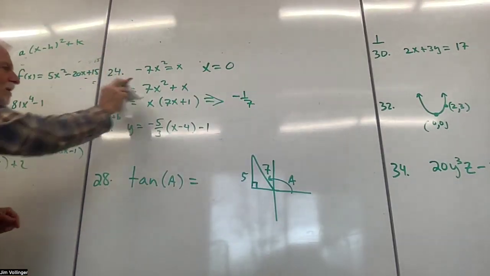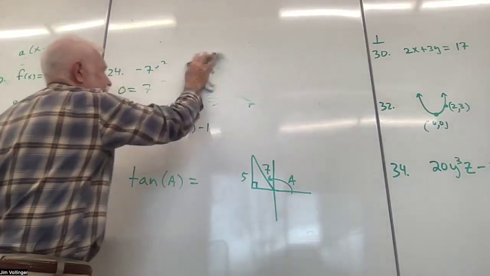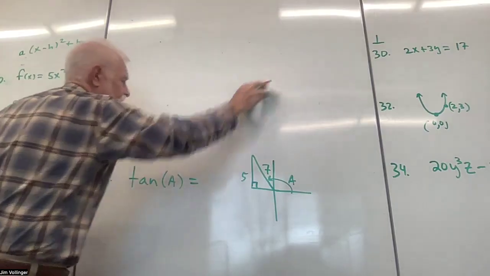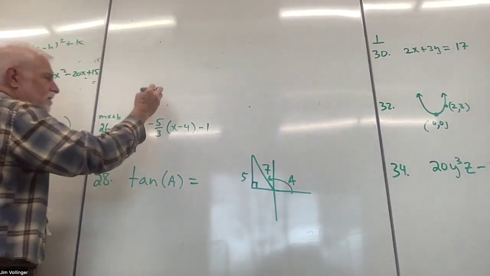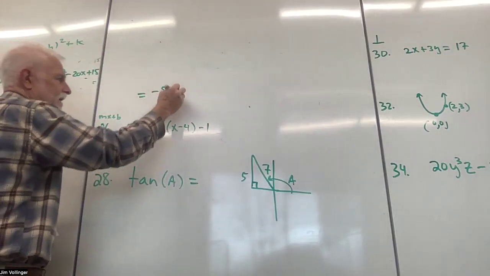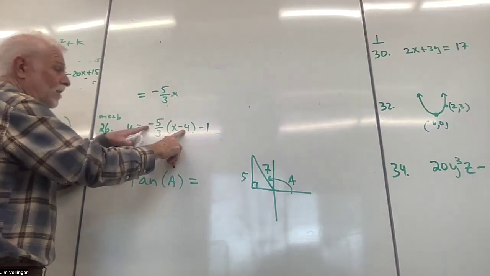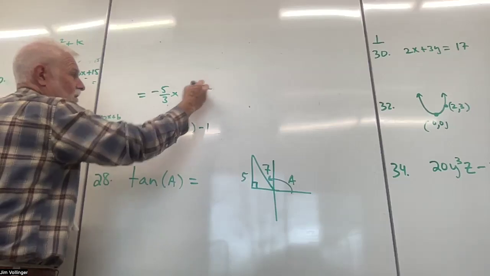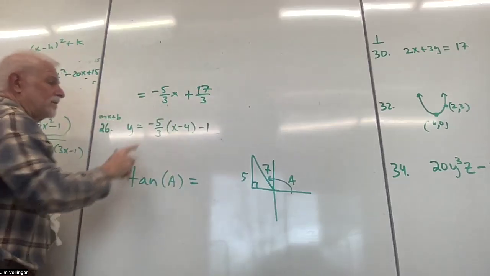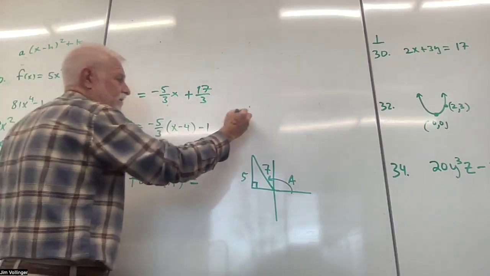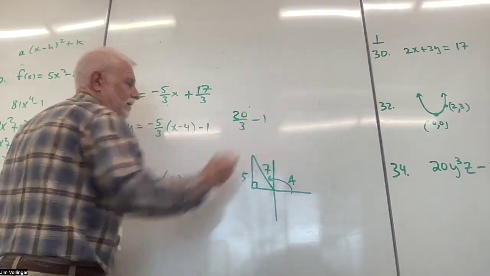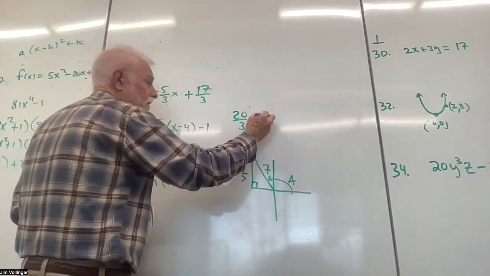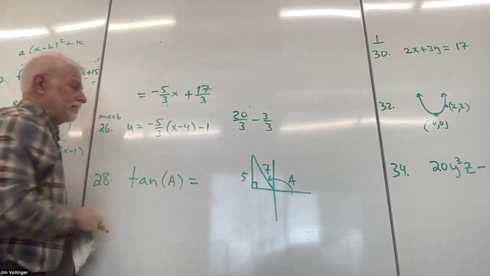mx plus b form. Let me erase this. You pause the video, go ahead and do it. See if you get the same answer. Do it mental math. mx plus b form, minus 5/3 times x. Now I've got 20 over 3 minus 3 over 3 is 17 over 3. Okay, so minus 5 times minus 4 is positive 20 over 3. I'm subtracting 1, so I'm going to change that to 3 over 3 and write that.